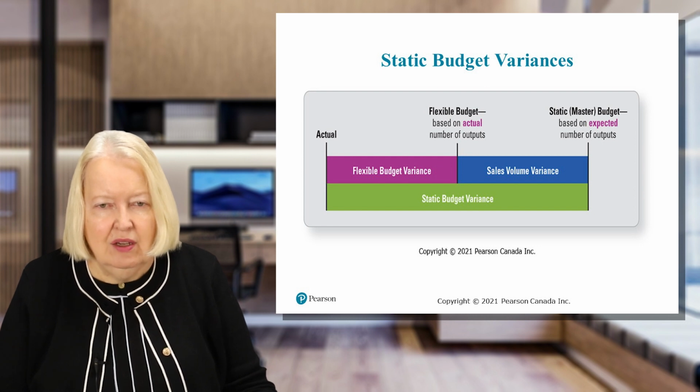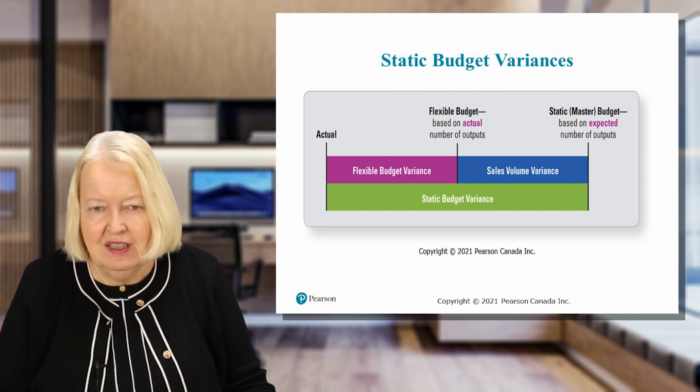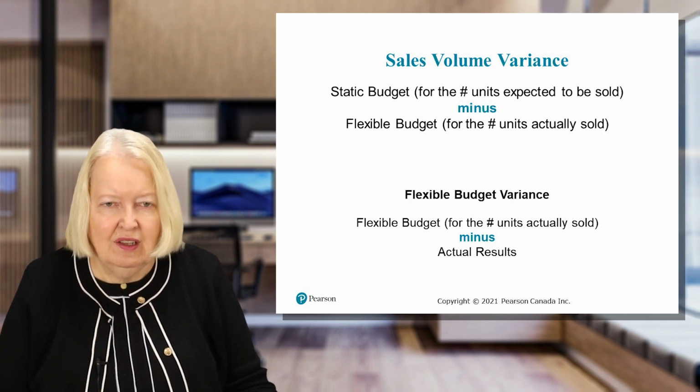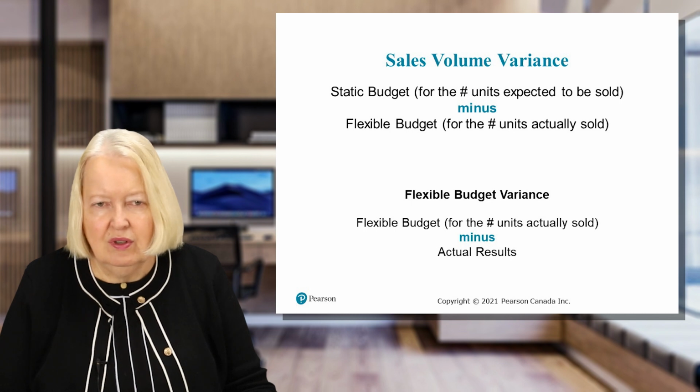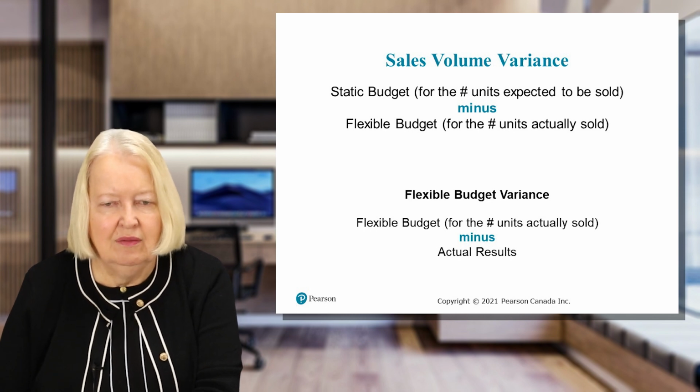So here you're looking at your static budget variances. Static budget is based on the expected number of outputs, whereas flexible is based on actual. So you have your flexible budget variance and your sales volume variance. To calculate your sales volume variance, you take your static budget minus your flexible, and that would give you the difference. And for the flexible budget, you look at the number of units actually sold minus the actual number of units.